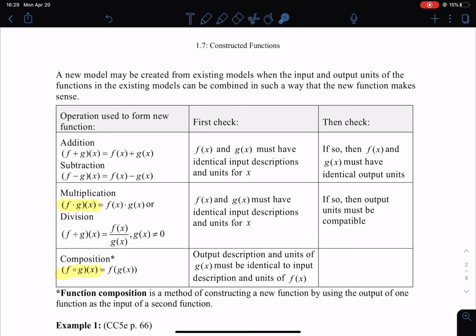And for the function composition, you can see for the function multiplication, if it is a dot, then that means f of x multiplied by g of x. And for this one, if it is a circle, then it just means f of g of x. The output description and the unit: this is the inside function. You have to check that the output description for g of x is actually the input description of the outside function f, and they have the same unit.